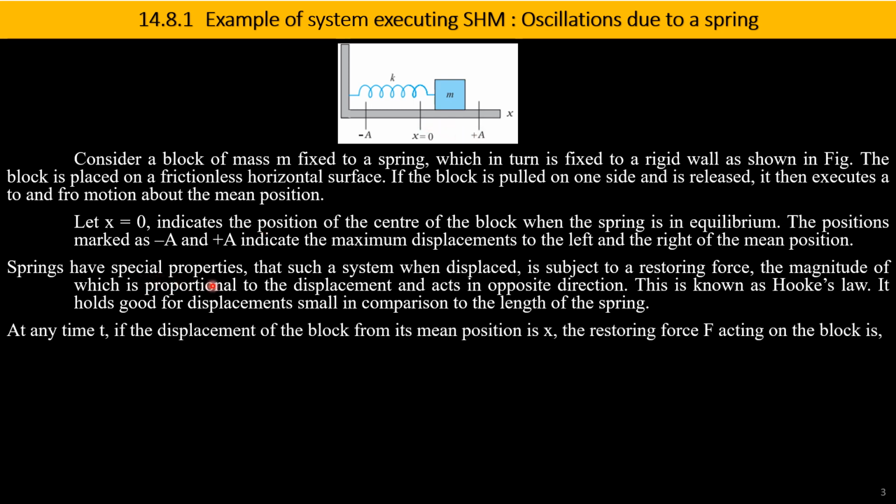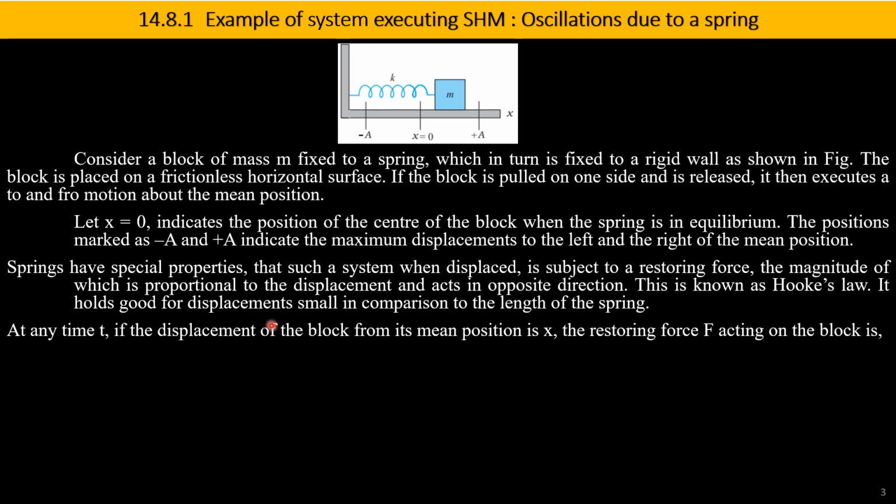Springs have special properties such that a system, when displaced, is subject to a restoring force. The magnitude of this restoring force is proportional to the displacement and acts in the opposite direction. Suppose you pull the block on the right hand side, the spring force acts on the left hand side. This is known as Hooke's law, which we have studied in our previous sections. It holds good for displacements small in comparison to the length of the spring.